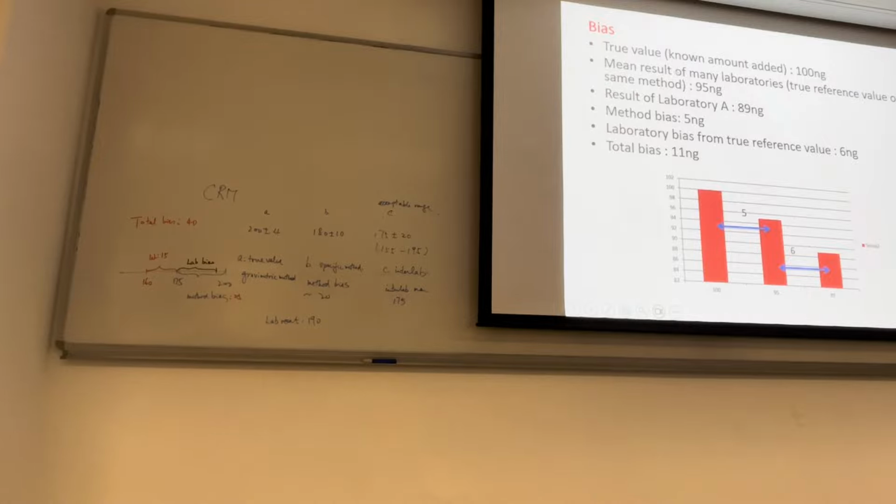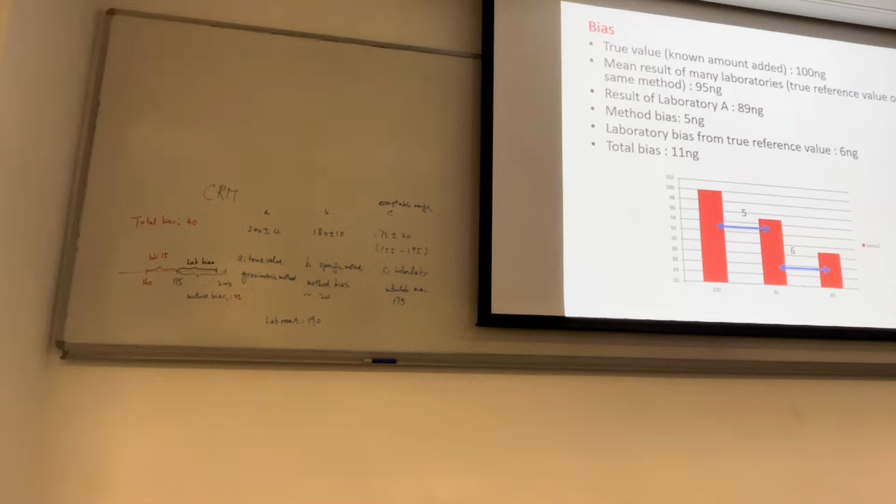So the true value, just the same, is 100 nanogram. The mean result of many laboratories using the same method, the true reference value, is 95 nanogram. The result of the laboratory is 89 nanogram. Method bias is 5 nanogram. Laboratory bias from the true reference value is 6. Total bias will be 11 nanogram. Okay, just the same meaning, but I use other figures.